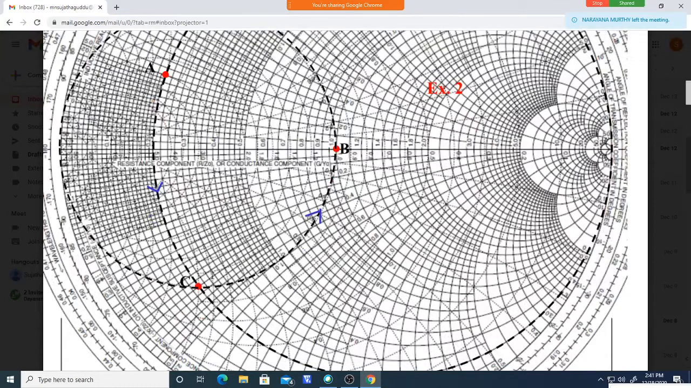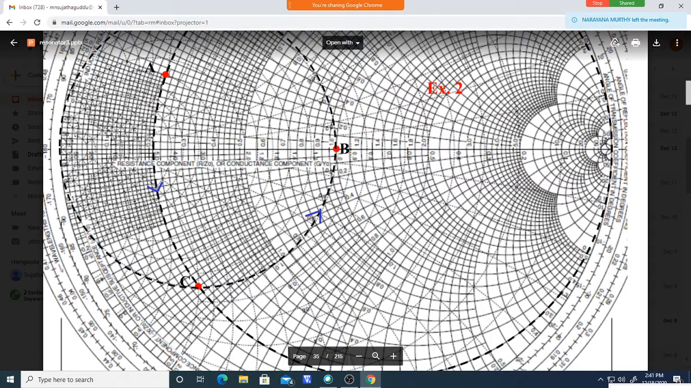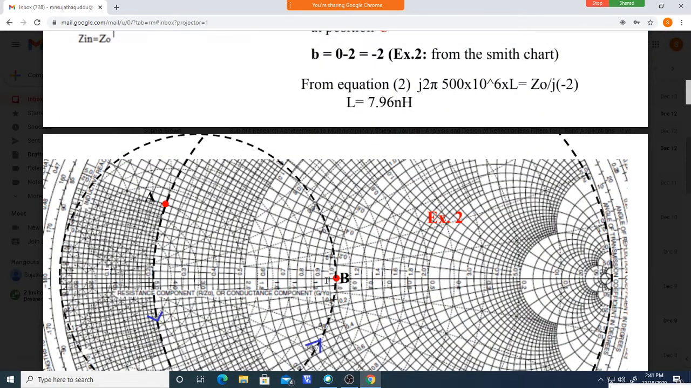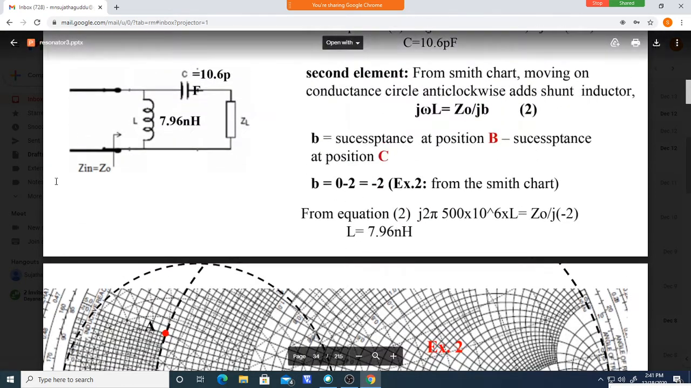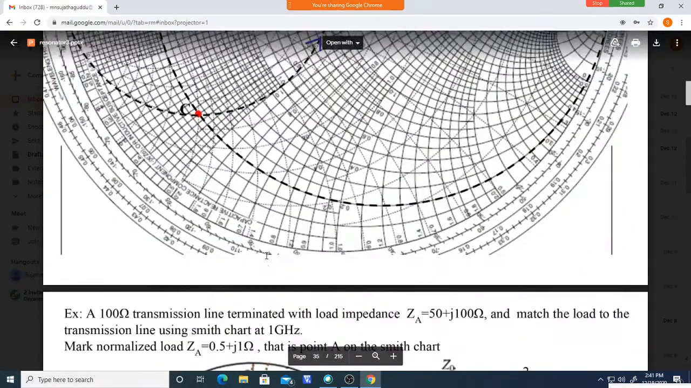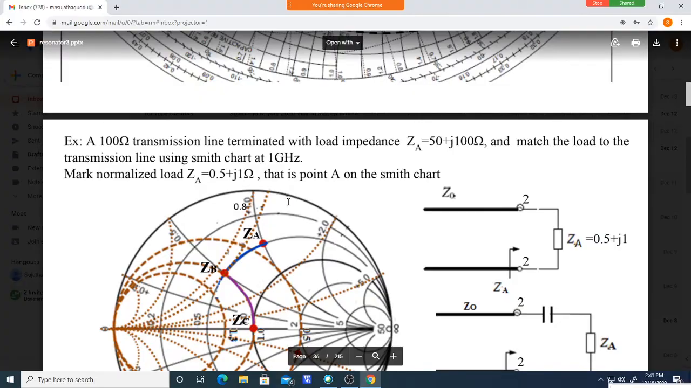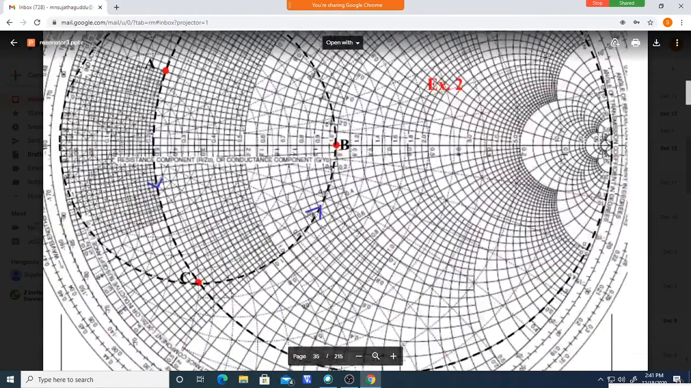Once you practice, you can easily do that. Like this, or you can do like this, then also you will be getting the solution. There are two solutions for this problem also. I did one solution; you practice the remaining. So this is about impedance matching.